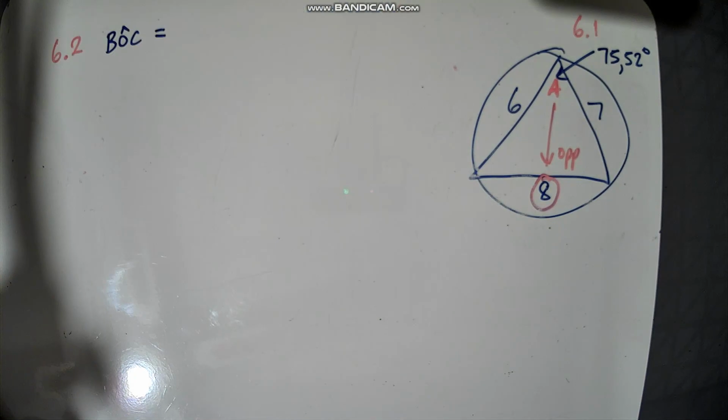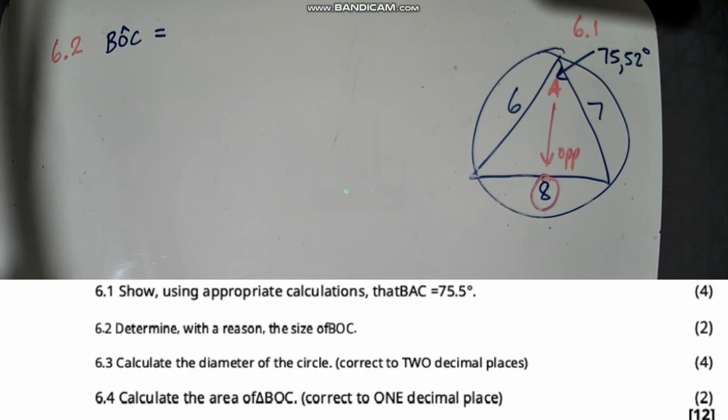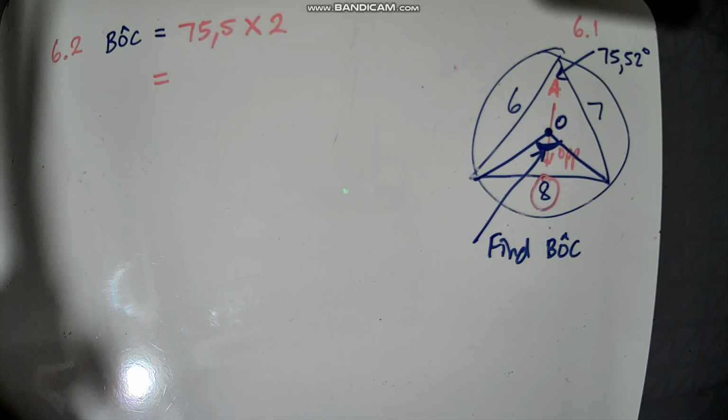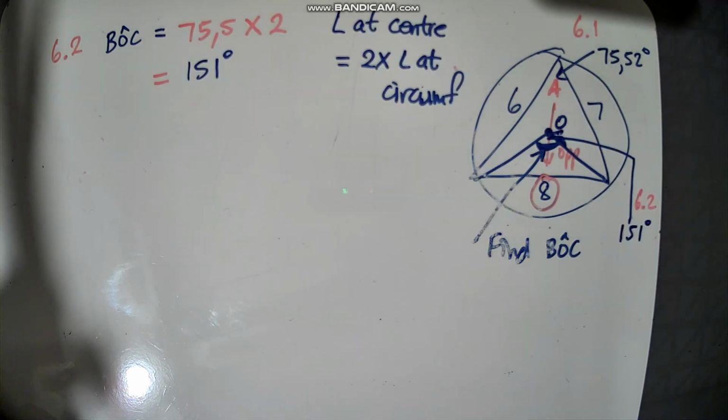The next question says calculate angle BOC. So this is the angle at the center. So the angle at the center is equal to 2 times the angle at the circumference. Our answer there is 151 degrees.